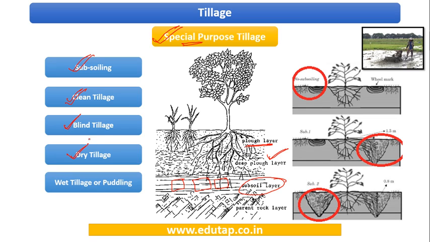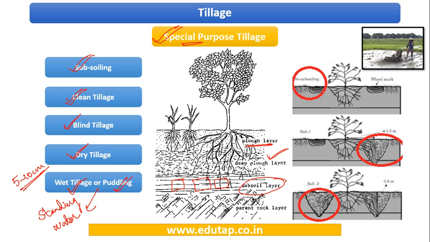Then comes dry tillage. It is done in plants which have sufficient moisture for it to germinate. Then comes wet tillage or puddling. So this is basically performed in standing water, for example, rice crop. And here one important information that you need to remember is that the depth of the water is nearly 5 to 10 centimeter. There can be a probable question on this as well, right?